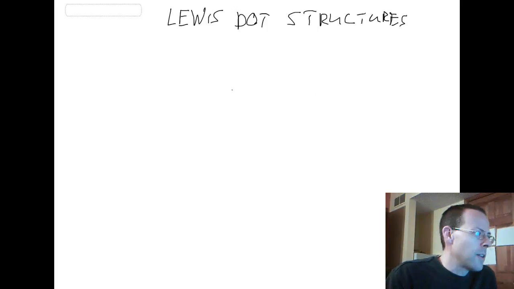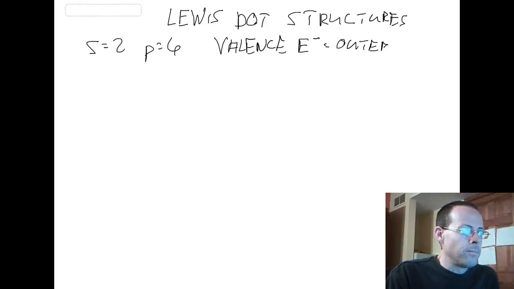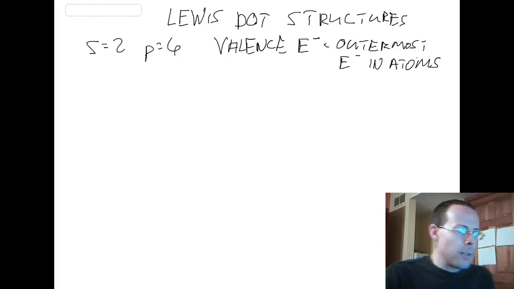So because we have s's and p's, in the s energy level we can hold 2 electrons, and in the p energy level, we can hold 6. So valence electrons are the outermost electrons in an atom. And it happens that the outermost electrons are those that are involved in bonding.